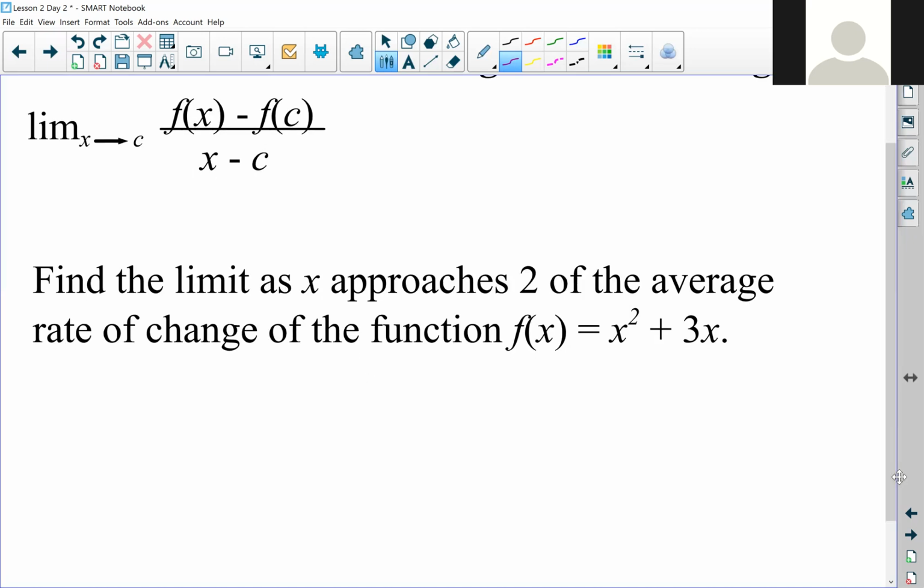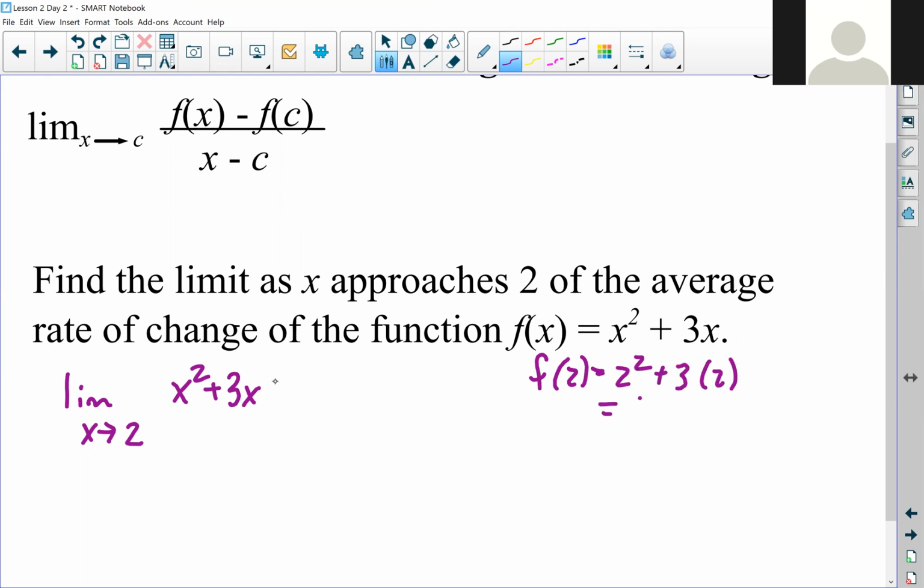So if we take a look, we want to find the limit as x approaches 2 of the rate of change function, where f of x is x squared plus 3x. So x squared plus 3x. And then we need to find the value when we plug in 2, which is 10. So that's going to be minus 10 over x minus 2.